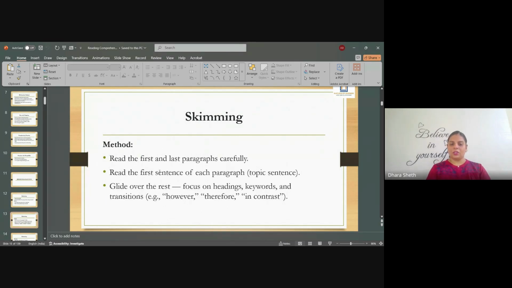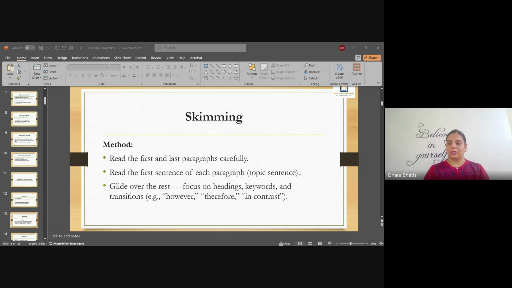Okay, so how do you do skimming? Read the first and last paragraphs carefully. Now usually in exams like IELTS or specific English exams, TOEFL, CELPIP, there's one for Australia as well, PTE, you have bigger paragraphs. Here, you don't have big paragraphs, you only have 250 to 300 words.